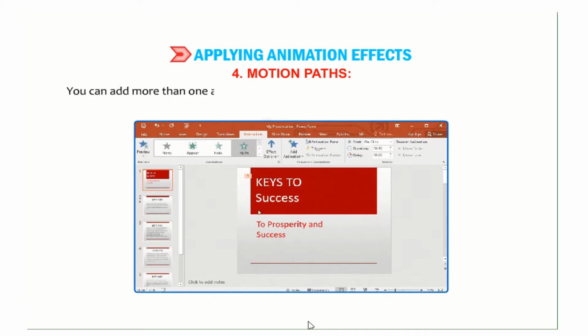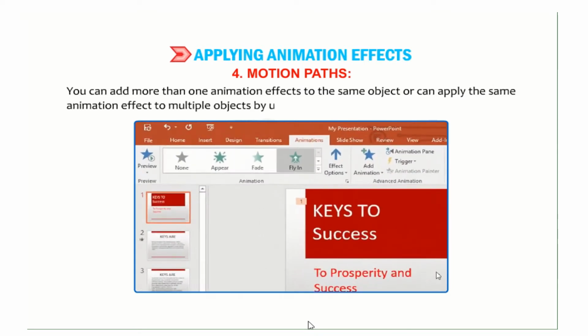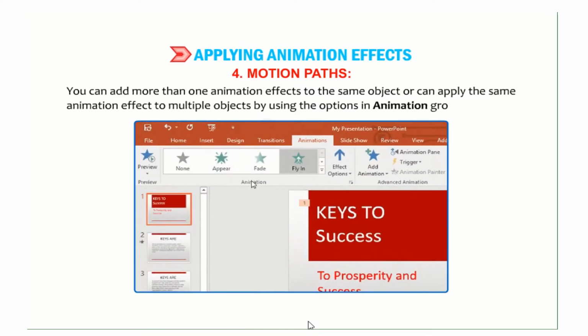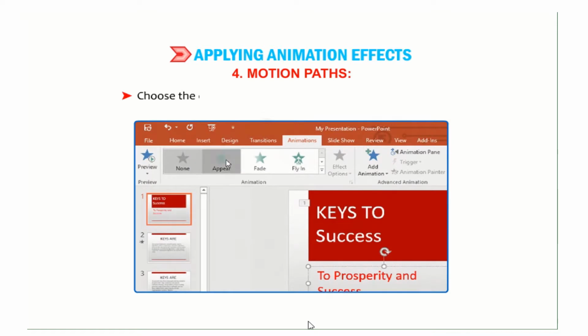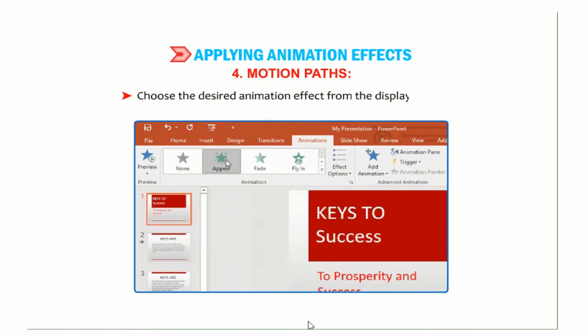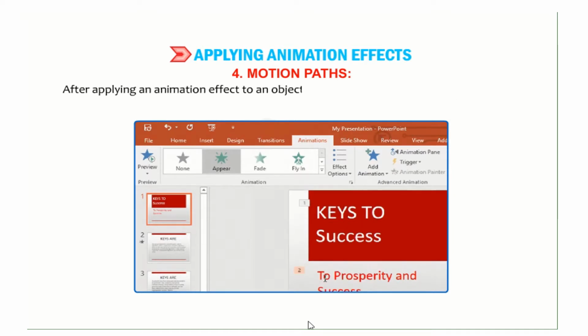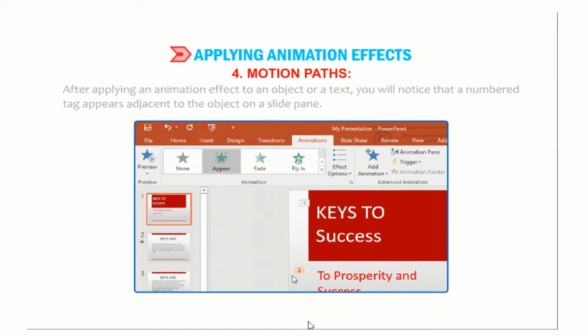You can add more than one animation effect to the same object or apply the same animation effect to multiple objects by using the options in the Animation group. Choose the desired animation effect from the displayed menu. After applying an animation effect to an object or a text, you will notice that a number tag appears adjacent to the object on the slide pane.